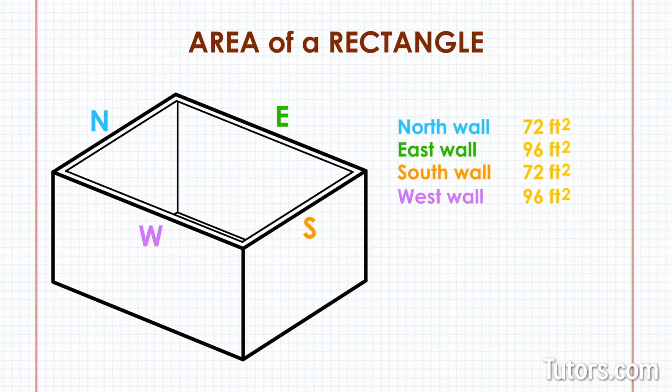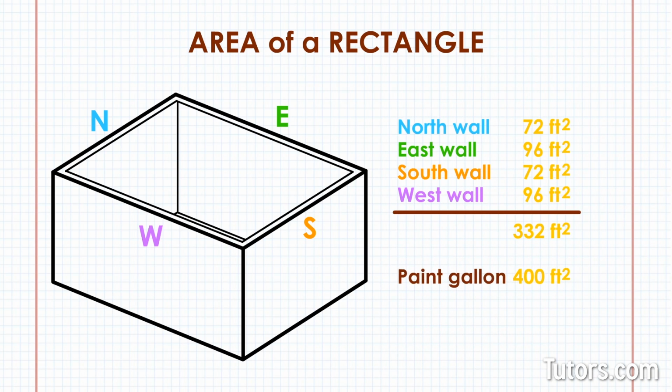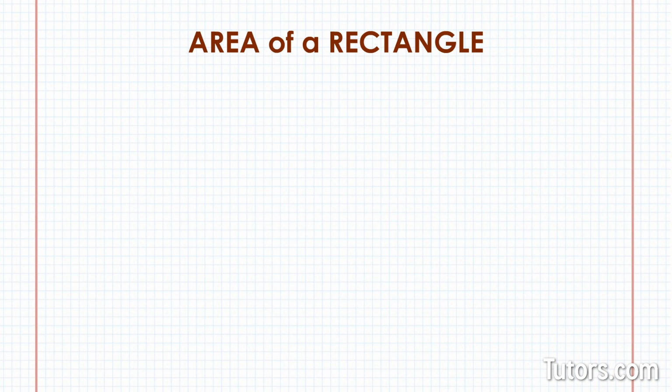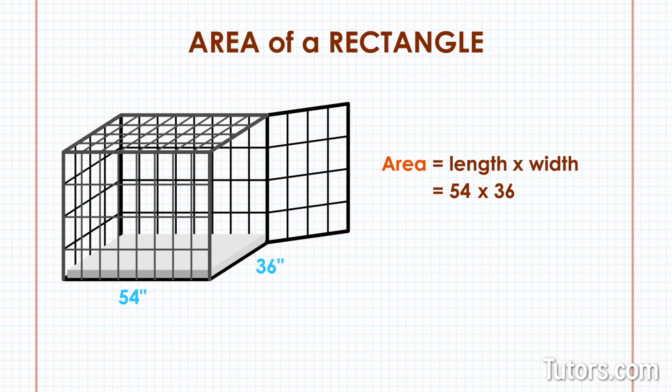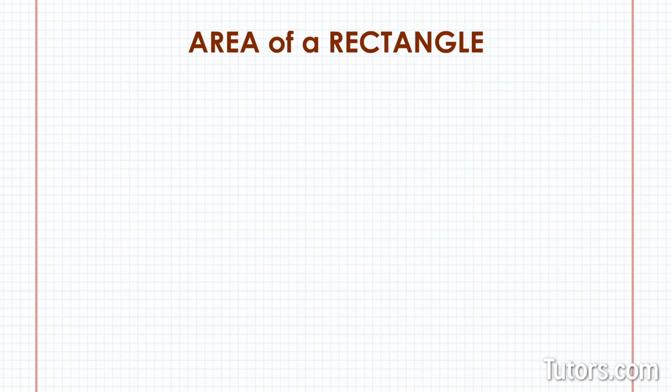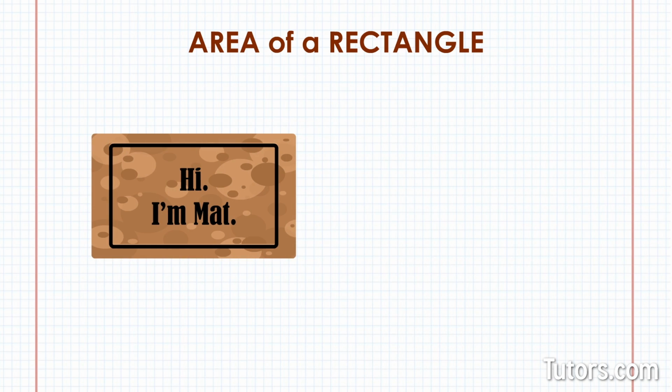You can quickly add those up to discover your room needs 336 square feet of paint coverage. A typical gallon of paint covers 400 square feet, so if you want 2 coats, you will need 2 gallons of paint. Let's try another example. Suppose you need a soft blanket for your dog's daytime kennel. The kennel floor measures 54 inches long and 36 inches wide. What is the area of the blanket you need? Area equals length times width. Area equals 54 times 36. Area equals 1,944 square inches.